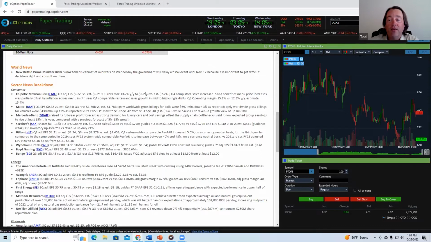Sector news breakdown. In the consumer sector, we have Chipotle Mexican Grill. I think a lot of you are familiar with that. We have Mattel. Any of you that have children or have been a child probably are familiar with Mattel. Skechers, Hilton, Wyndham. We're going to take a look at some of these stocks and see how they're behaving and see what kind of action we could actually look for in the future.